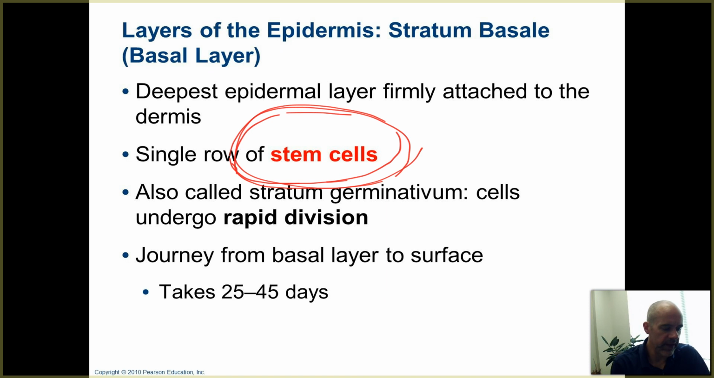You'll sometimes see the stratum basale called the stratum germinativum, like germinate, because that is an area where you have cells undergoing rapid cell division. How long does it take one cell to go all the way from the stratum basale to the surface? It's about 25 to 45 days for them to make that journey. So that means you replace your whole epidermis roughly about once a month to a month and a half.